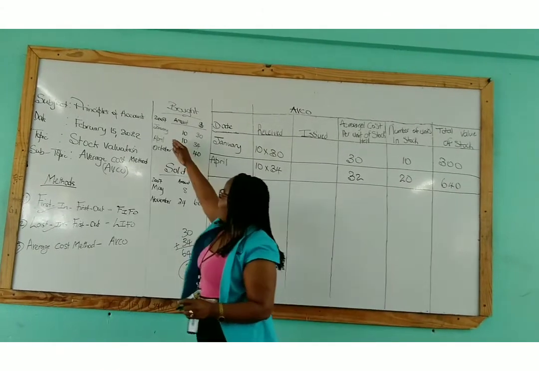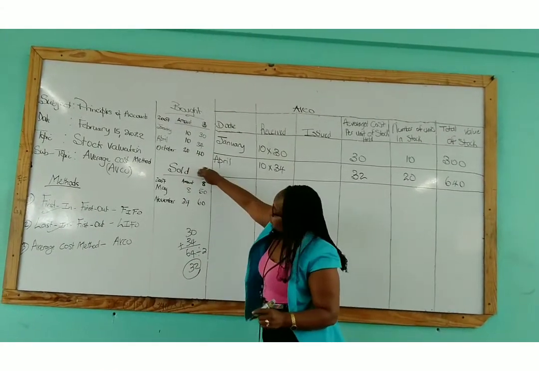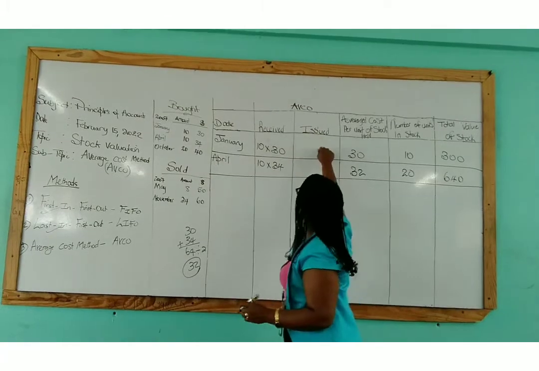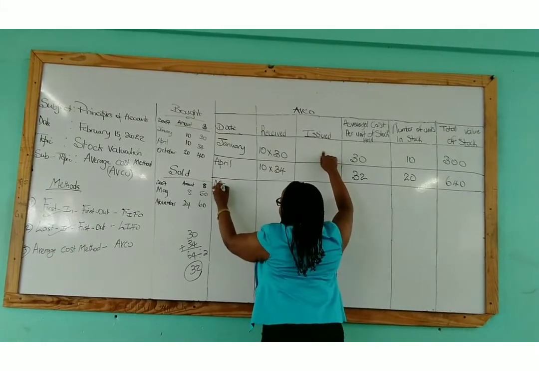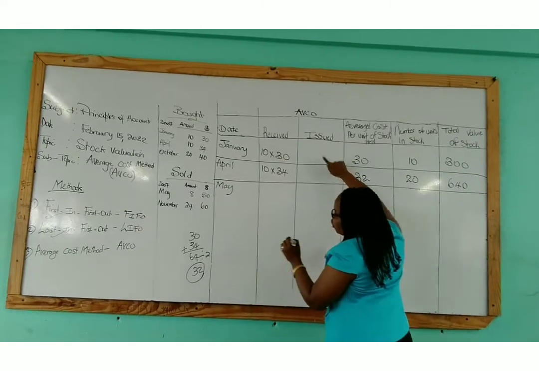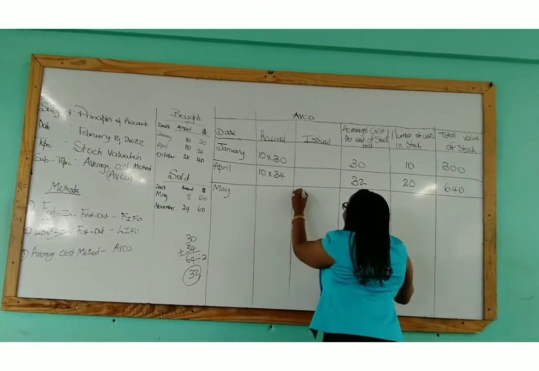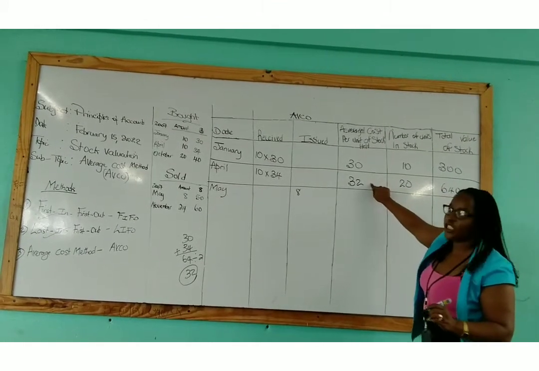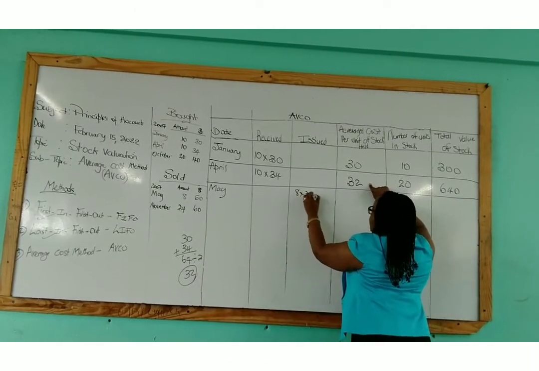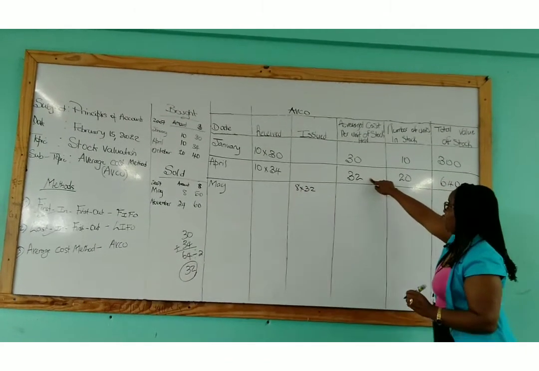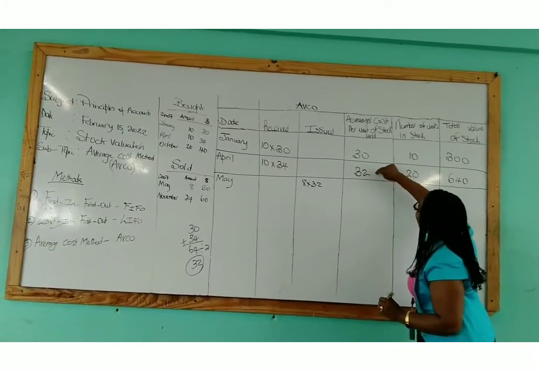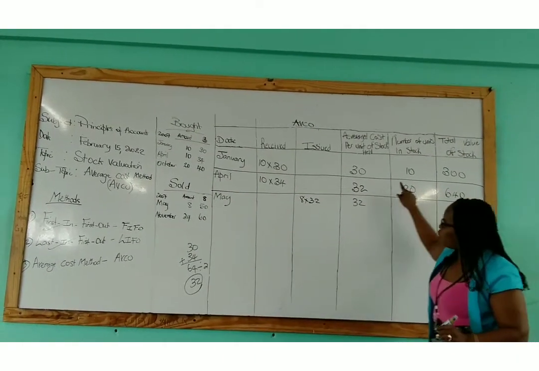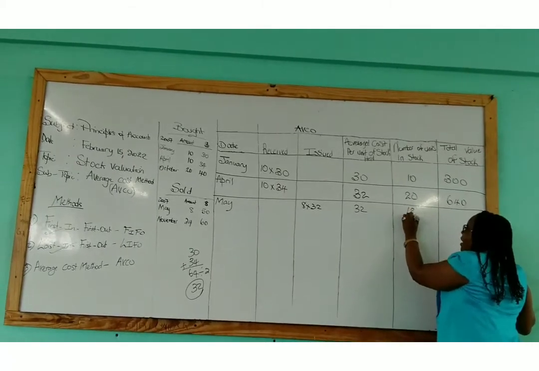Now, May. In May, it comes under this topic, which is sold. That means we are issuing something. So we're going to write May. And we're going to write what we are issuing. We're issuing 8. And whenever we are issuing, we issue at the last cost, which is 32 in this case. That means our last average cost unit price is still 32. And if we sell 8 stock out of 20, that means we have 12 remaining.